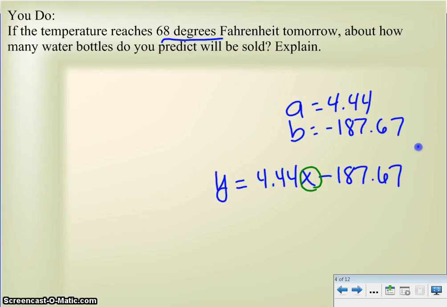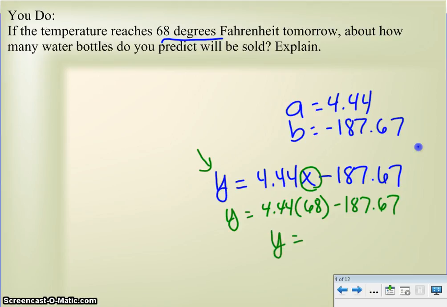I can give you any temperature. You're going to be able to plug it in and determine approximately how many water bottles are sold. Respectively, I could also give you any number of water bottles sold and tell you to tell me approximately where the temperature was. But in this case, it gives us a degrees, so it's y equals 4.44 times 68 degrees minus the 187.67. Now when I plug all that in, I get about 114 bottles.